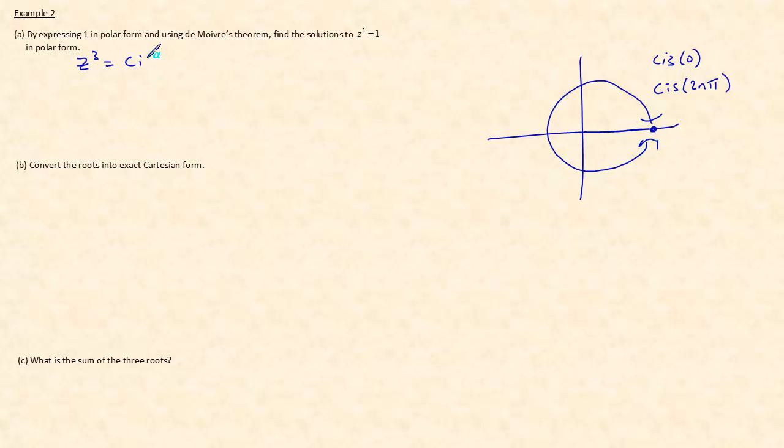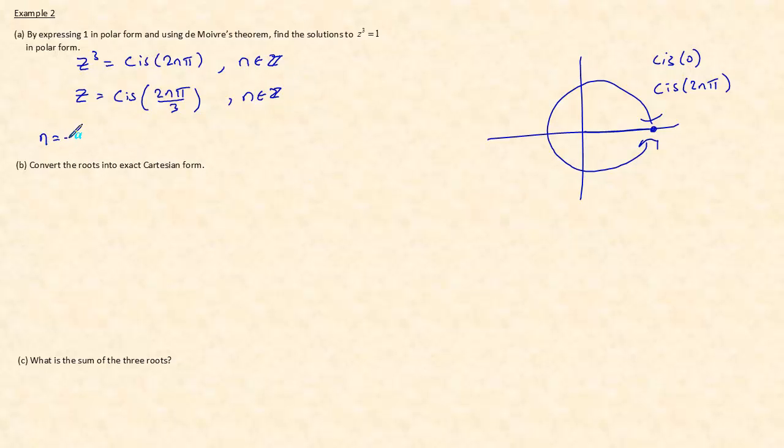So we can say that cis 2n pi, where n is an integer. So if we look at z, using De Moivre's theorem, that's going to be cis 2n pi divided by 3 for n belonging to Z.